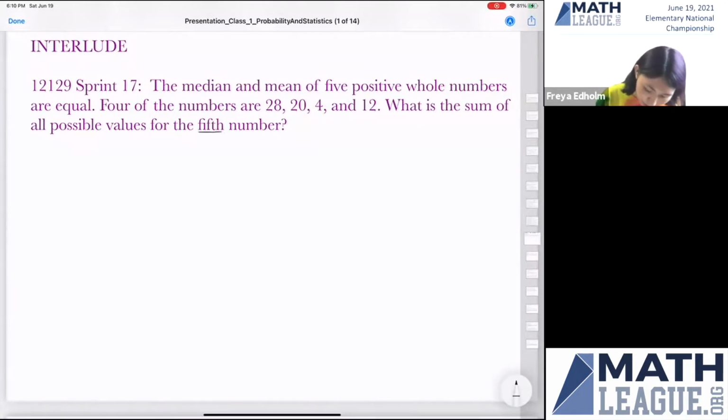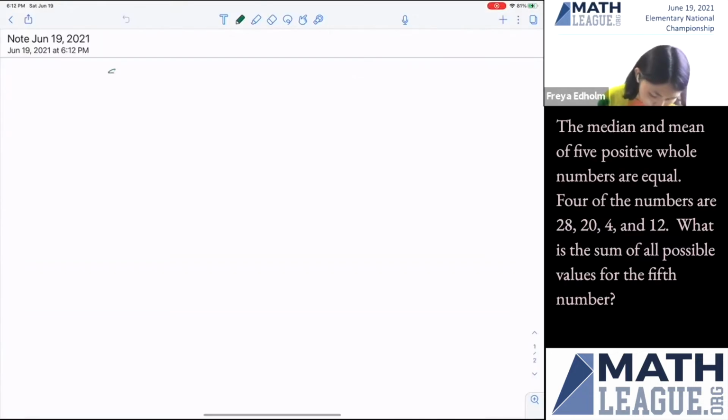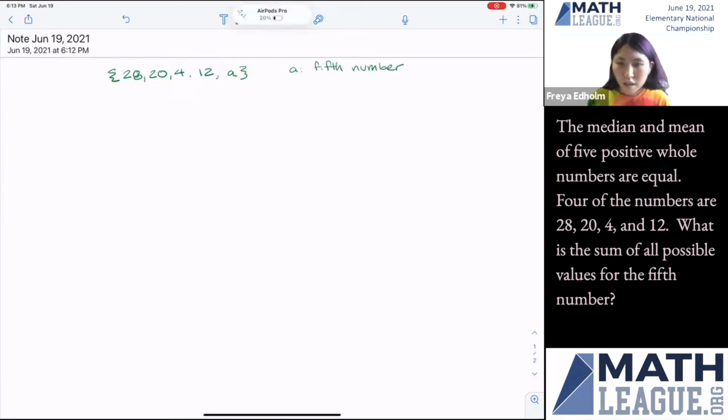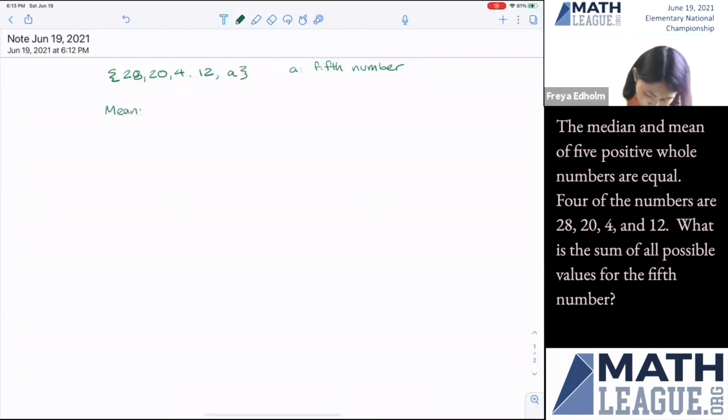So let's let the fifth number be equal to A. So we have the numbers 28, 20, 4, and 12, and some number A, where A is our fifth number. All right, so our median and mean are going to be equal. So our mean is going to be equal to the following. Remember that we first sum up all the elements of the set, which is 28 plus 20 plus 4 plus 12 plus A, and then we divide by the number of elements, or our cardinality, which is 5.